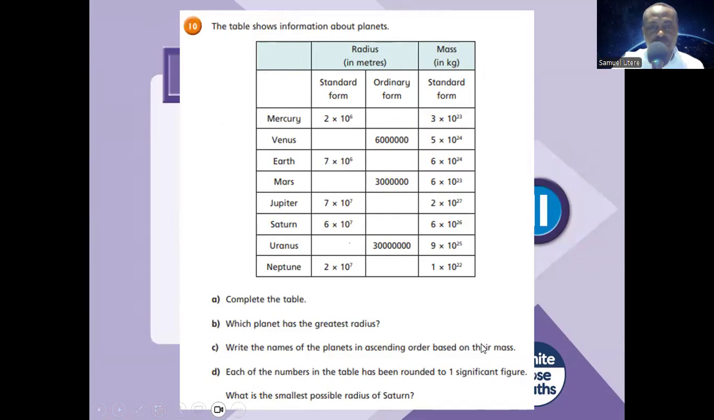Here is question 10. The table shows information about planets. You're required to complete the table, and then say which planet has the greatest radius. So you're given this table to complete, and then you're required to answer some questions. So complete this in standard form, ordinary form, and then mass in kilograms in standard form.